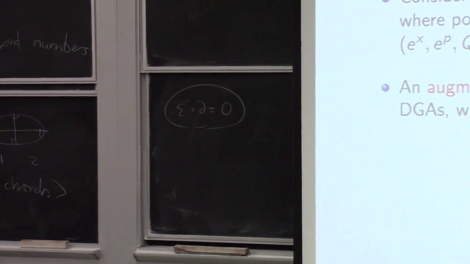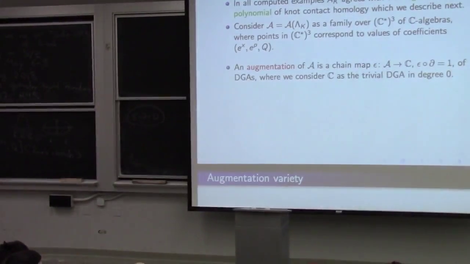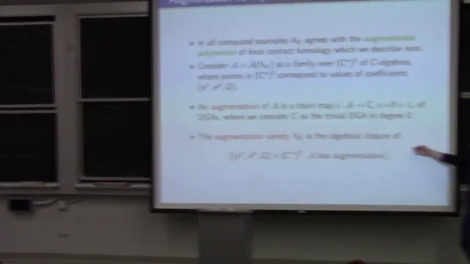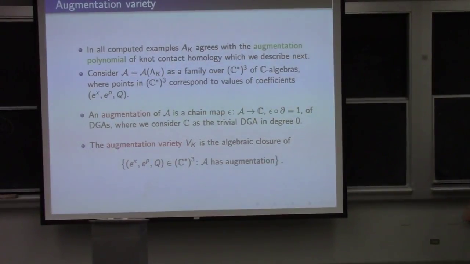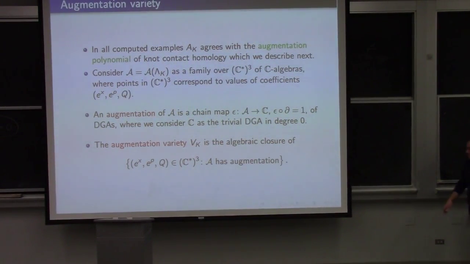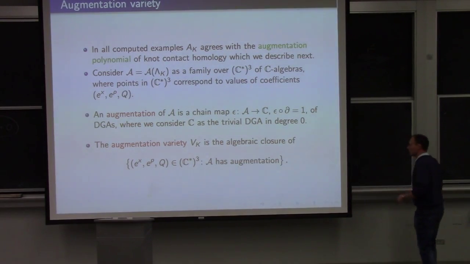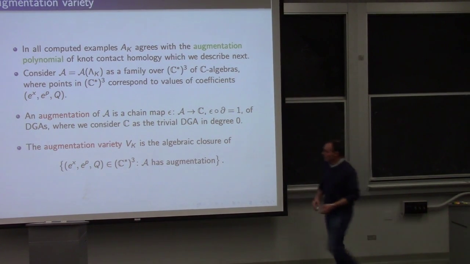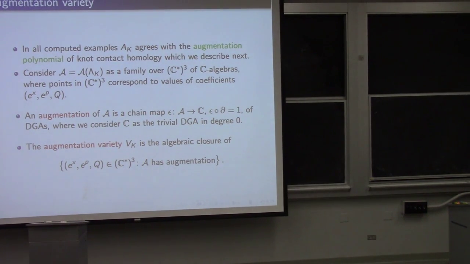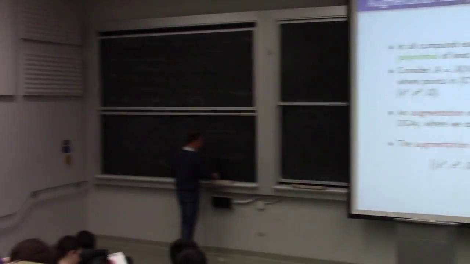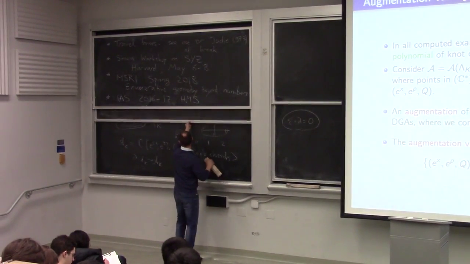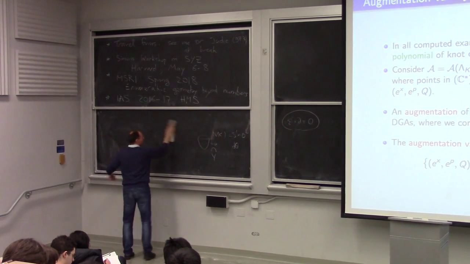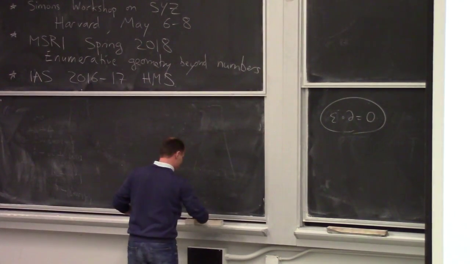And we define the augmentation variety to be the algebraic closure of the locus where we have such representations. Okay, so let's think a little bit about how that works and what it may be. So remember that in general we had the formula for this differential.